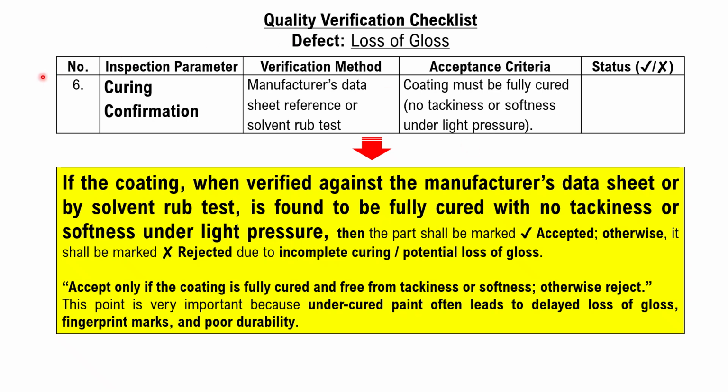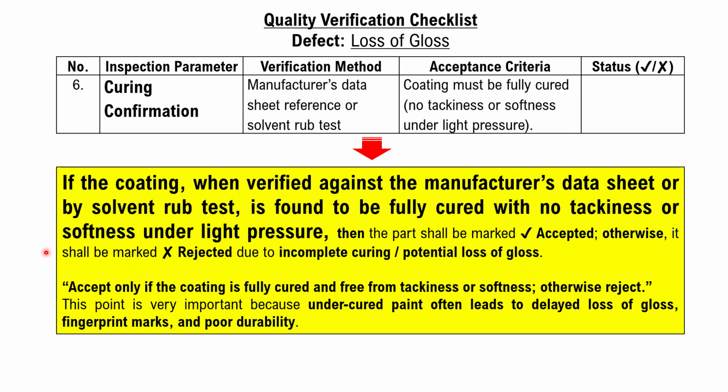Number 6 inspection parameter is curing or baking confirmation. The verification method is the manufacturer's data sheet reference or solvent rub test. If the coating, when verified against the manufacturer data sheet or by solvent rub test, is found to be fully cured with no tackiness or softness under light pressure, then the part shall be marked as accepted.